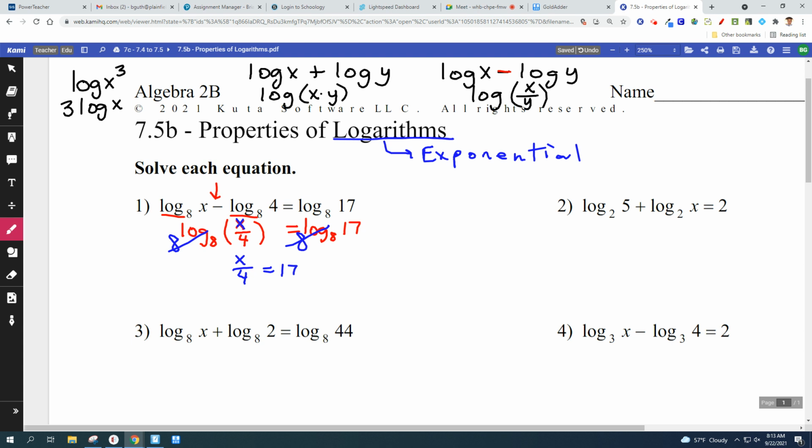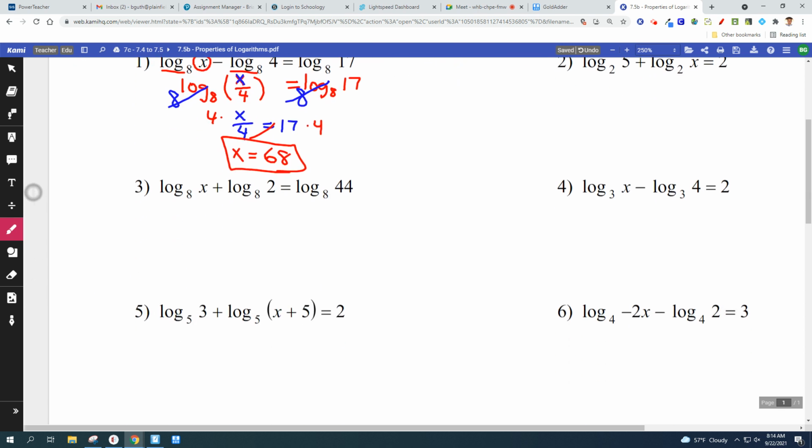And now it's just a straight solve. I'm going to multiply both sides by 4. x is going to equal 17 times 4. What is that? 68. Now, the last thing you should probably do is plug in your answer and see if it's positive. We don't want a negative inside of a logarithm. So as long as that's positive, you're fine.